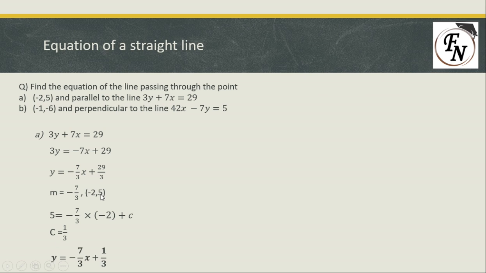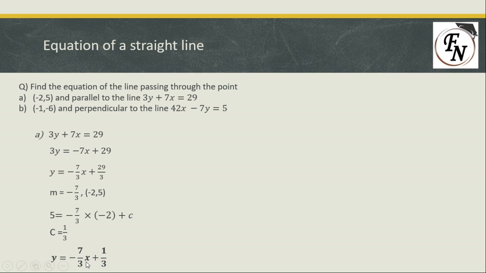So I have plugged in the values: y is 5, m is minus 7 over 3, x is minus 2, and I have resolved it to get c as 1 over 3. Then I plug in the value of minus 7 over 3 as m, and 1 over 3 as c. So I have got this equation.